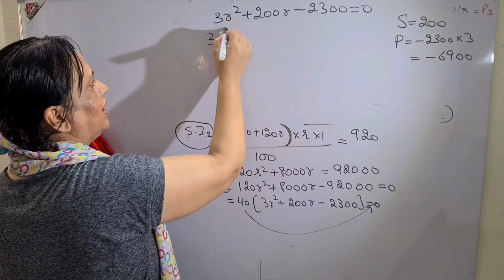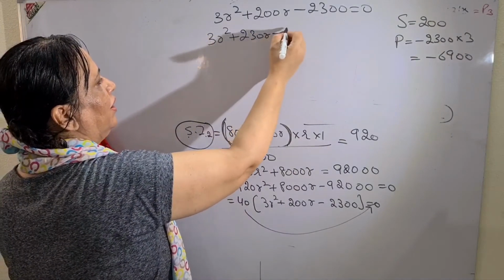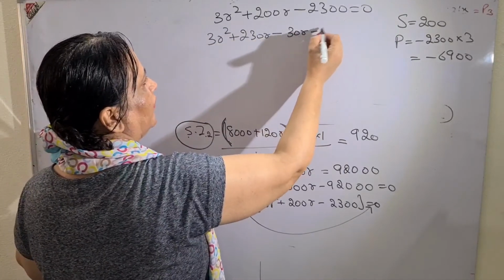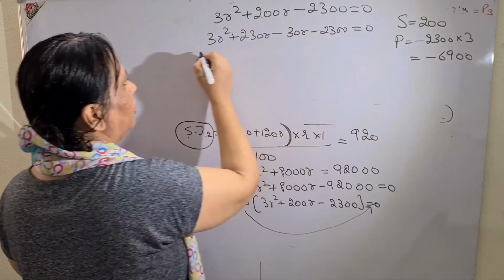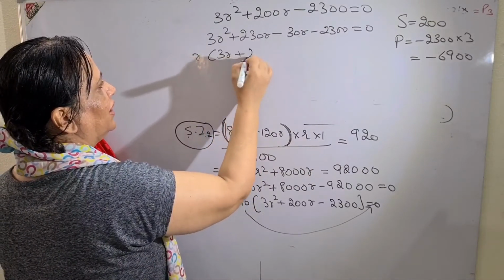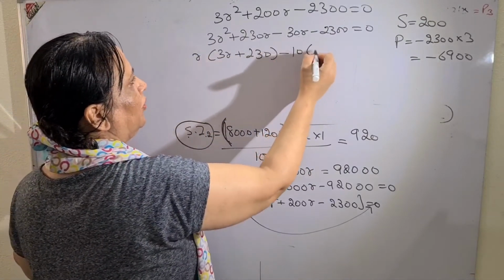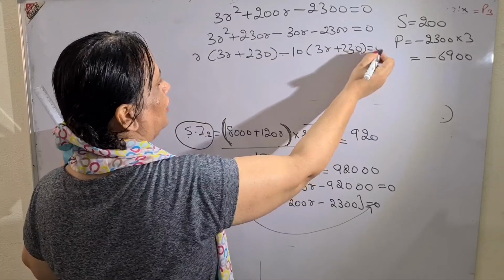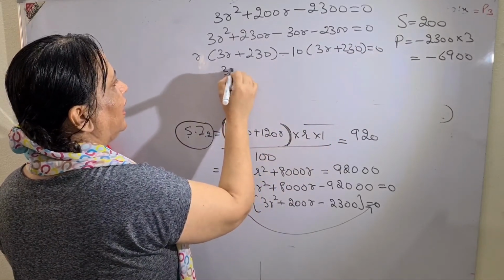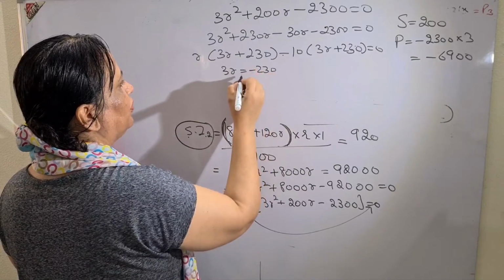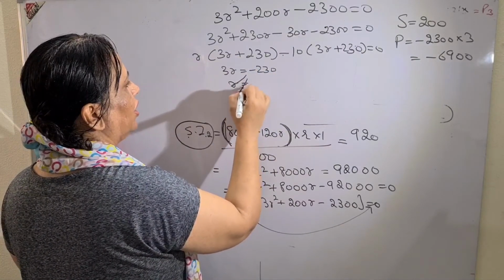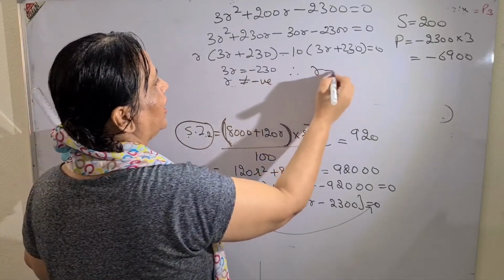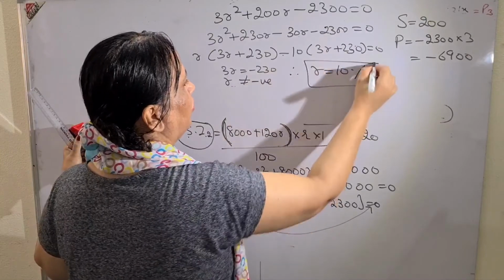So you can take it, children, 3R square plus 230R minus 30R, and when you multiply, you will get the product also, minus 2300 is equal to 0. Take R common, 3R plus 230. Take 10 common, 3R again plus 230, because of the minus outside. 3R is equal to minus 230, which is not possible, not valid, because R cannot be negative. So R is equal to 10% is your required answer.